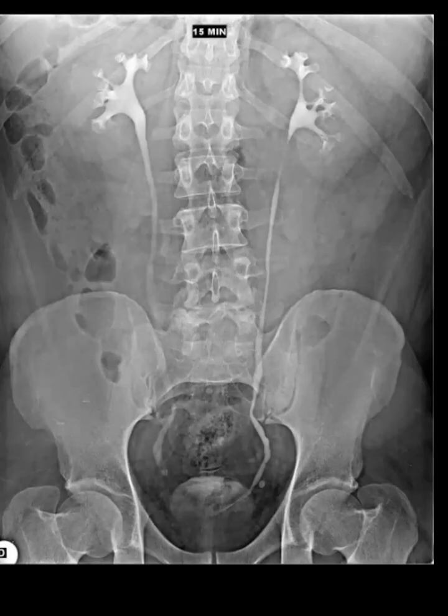Mohammad Ali bhai, Dr. Akil bhai, and everyone, you are encouraged to answer. X-ray abdomen pelvis. Okay, you are telling me that it looks like an X-ray abdomen pelvis.